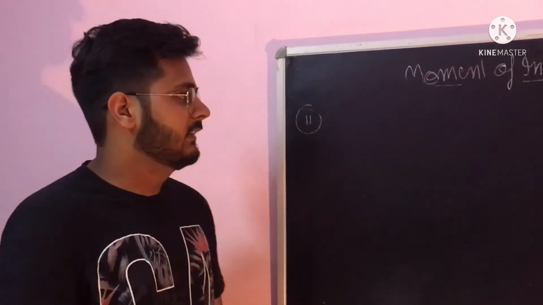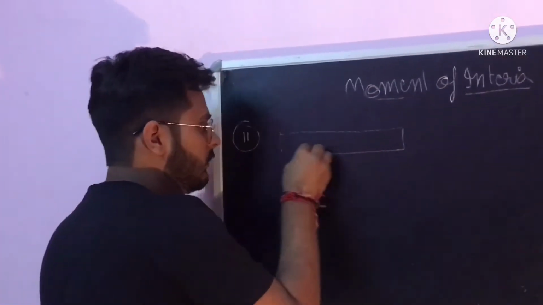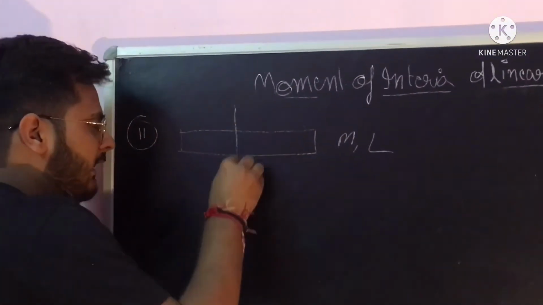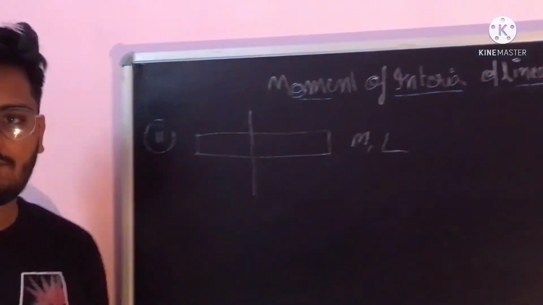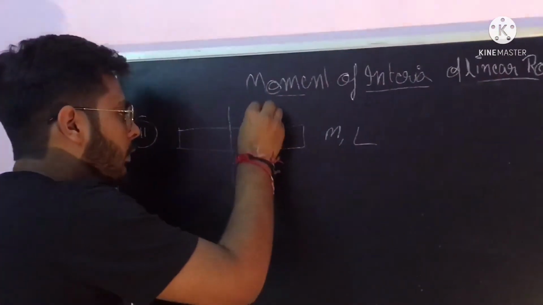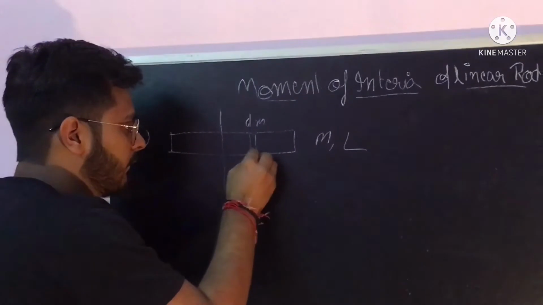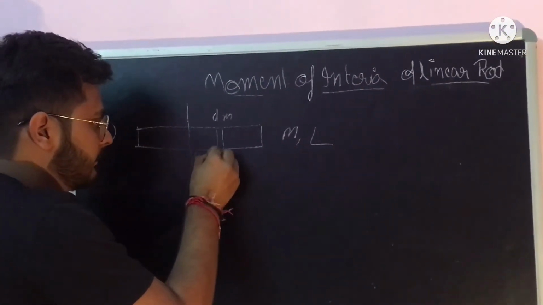Now we will start its second part. In this part, we will find the moment of inertia of this rod having mass m and length l about this axis passing through its center of mass. Now to find its moment of inertia, we have to consider a small mass dm or small length dx. It is at a distance x from its axis.